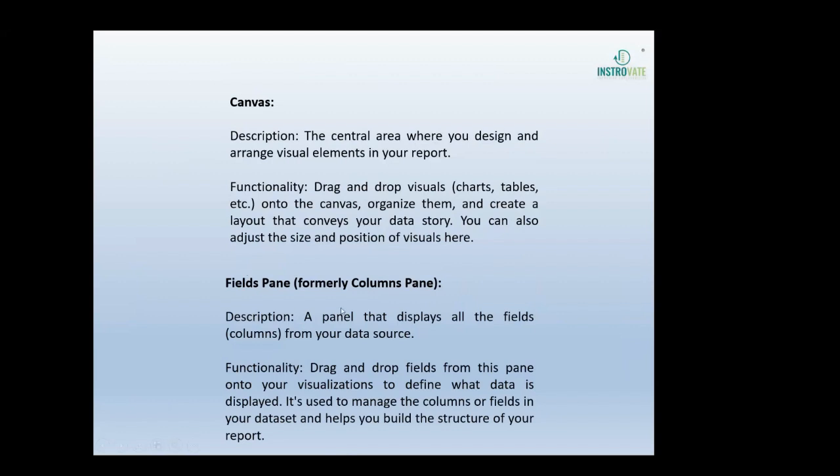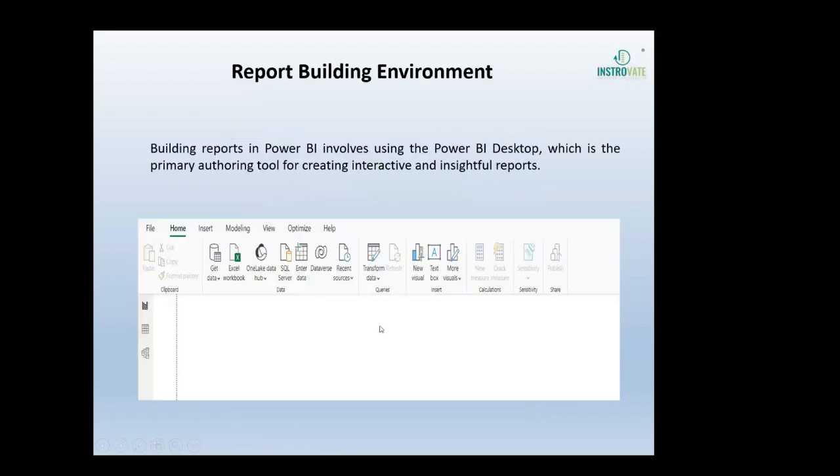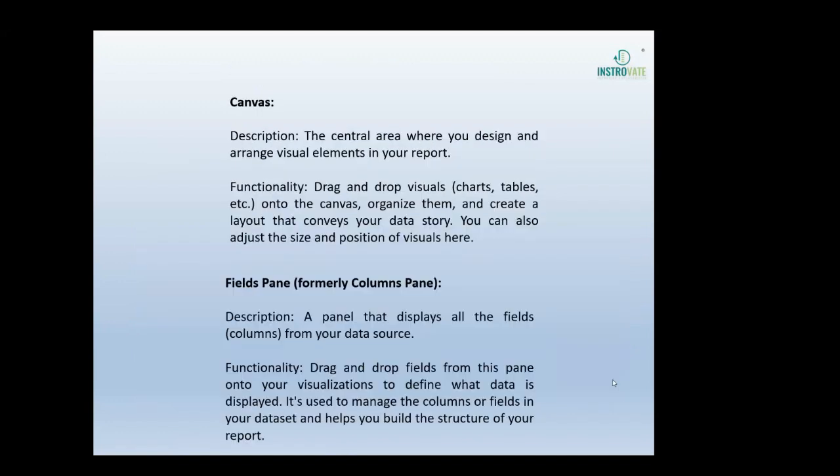Now the Fields pane, formerly the Columns pane. It is a panel that displays all the fields from your data sources. On the right-hand side, one option is Data. When you click on that, you will see all the fields available in your dataset. So this is the Columns pane, basically the Fields pane. You can drag and drop fields from this pane onto your visualization to define what data is displayed.